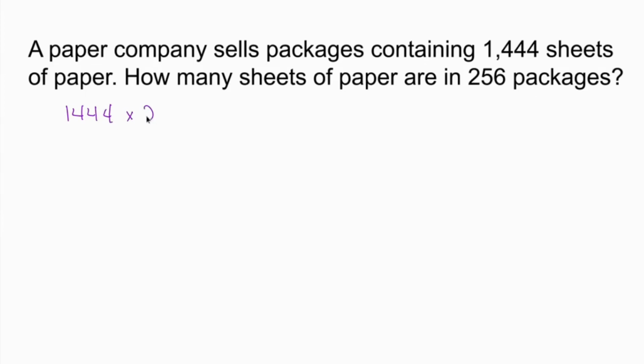1,444 times 256. Now I'm going to set this up the way I always do and do 1, 4, 4, 4 on top, and 256 on the bottom. Always put your larger number on top. It's just easier that way. Now we are multiplying a 4-digit number by a 3-digit number. Start out with your number on the bottom and go to the number in the ones place value.